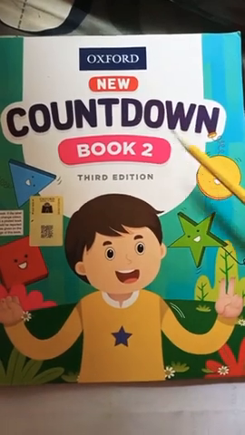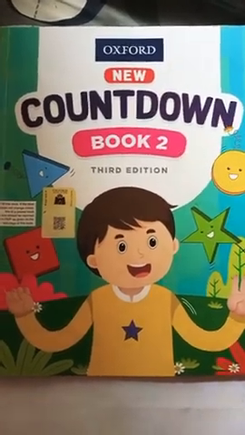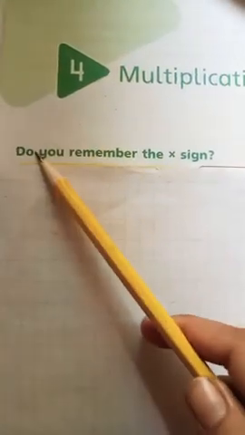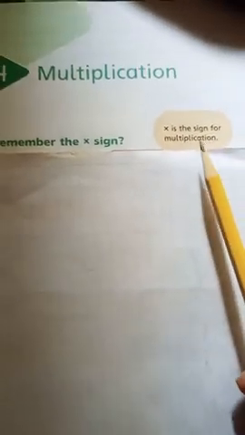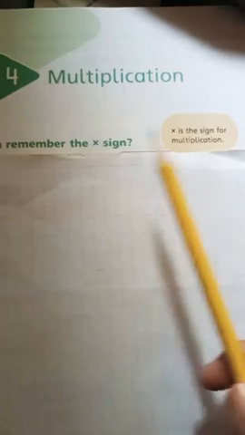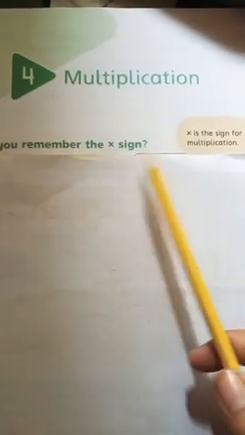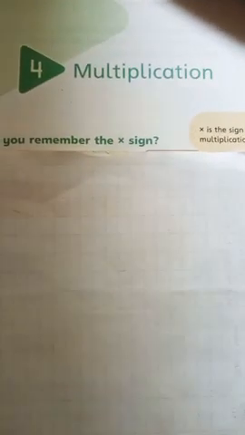Here is your Countdown Book 2. Now open your Countdown. Today we are going to revise our next chapter, number 4, that is multiplication. So students, today we will learn about multiplication. Students, do you remember this sign, the cross sign? This sign is actually the sign of multiplication. Students, let's learn about multiplication by this video.